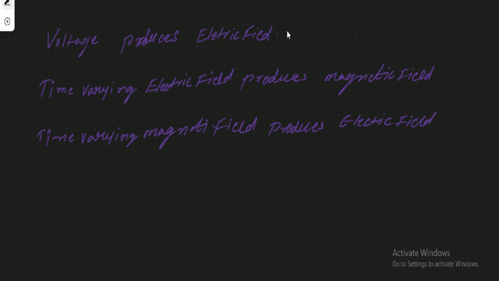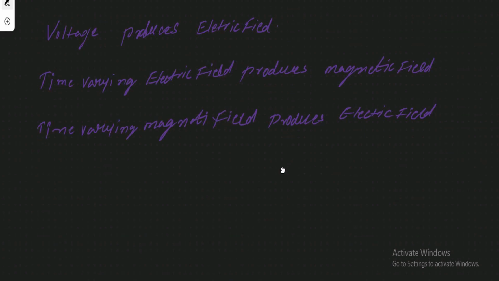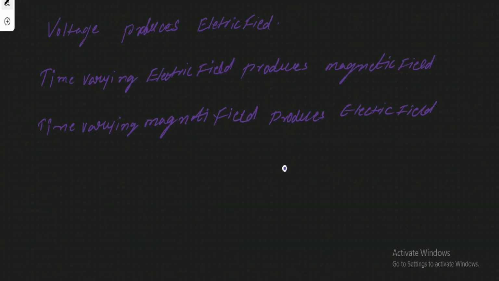A time varying electric field produces a magnetic field; this is a basic subject for your machines also. While discussing the transformer, we considered that the time varying flux produces an EMF when it links with the core. That is, the time varying magnetic field produces an electric field.